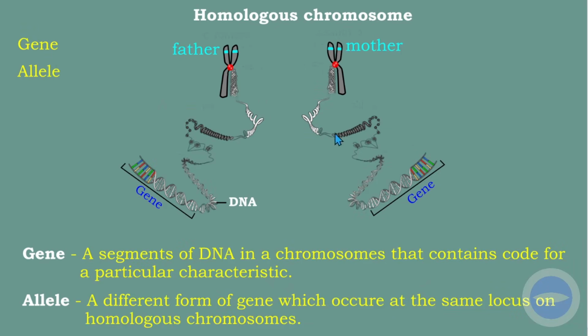Now let's go on to explain gene and allele. A gene is a segment of DNA in a chromosome that contains the code for a particular characteristic. For example, here we have a DNA. A segment of the DNA, from here to here, we call a gene. And then from here to somewhere here, it's another gene. Going further, until the whole length of the DNA is complete, it's made up of thousands of genes.